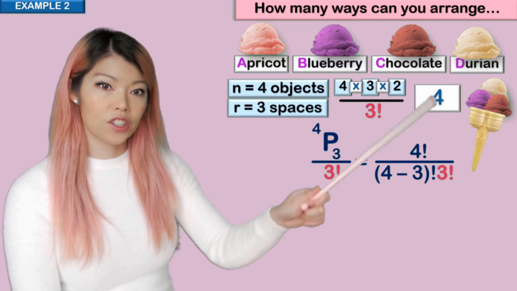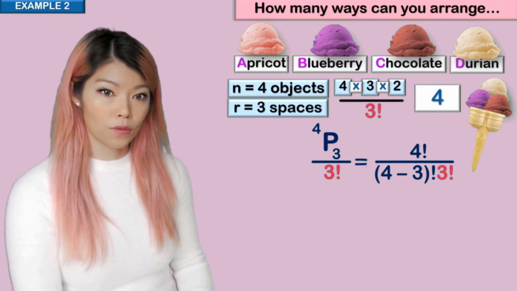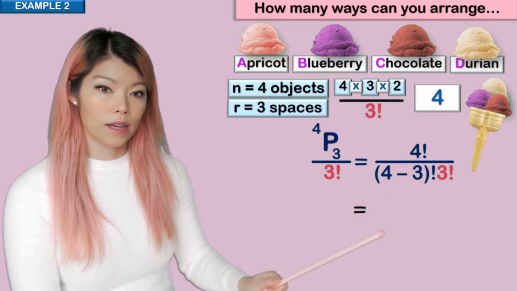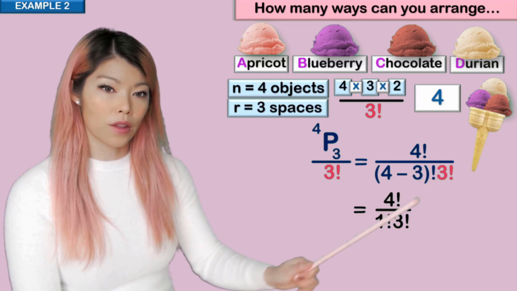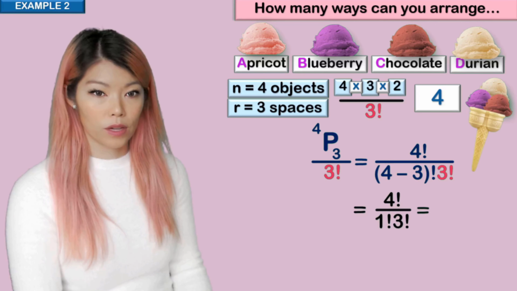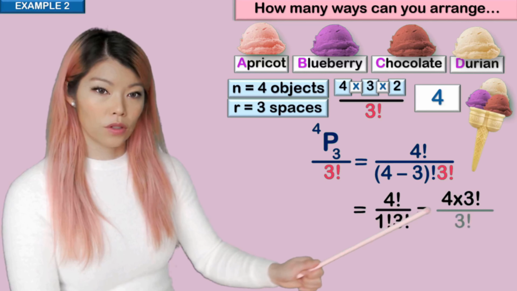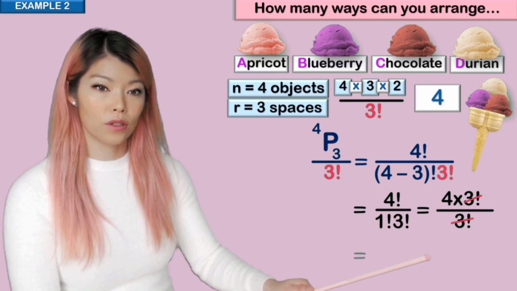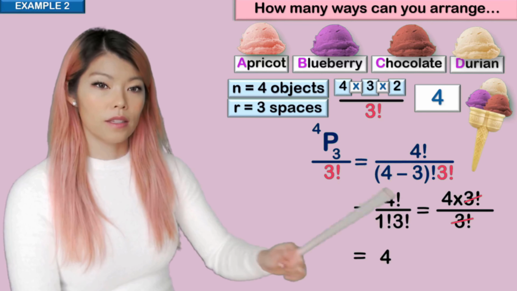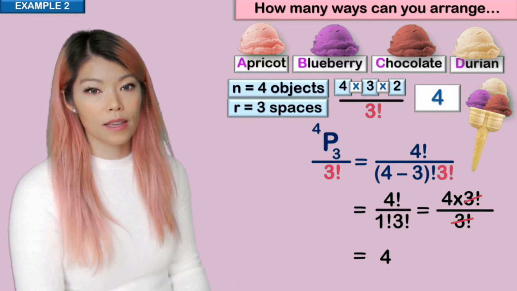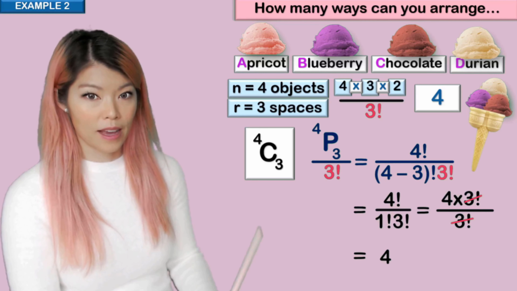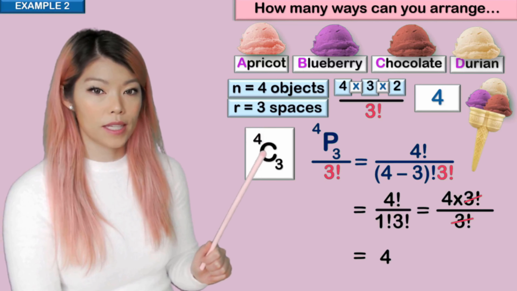Let's just check that it gives us the same answer as 4. So 4 over 4 minus 3 is 1 factorial and 3 factorial. 4 factorial can be written as 4 times 3 factorial, so it cancels out with the 3 factorial and we're left with 4. So this is the right formula. What do we call this? This is called combinations, and it's represented by 4C3.